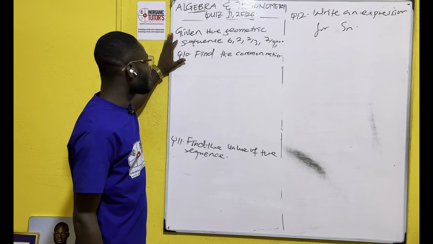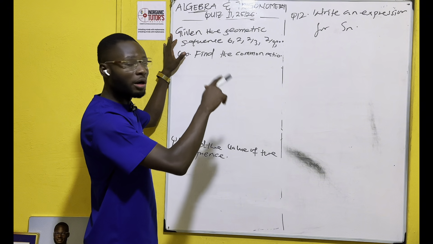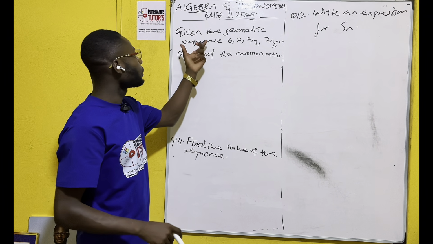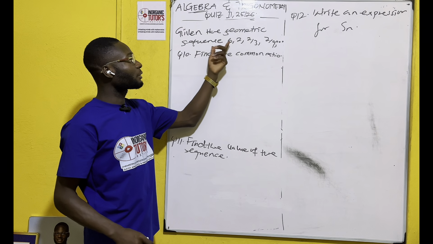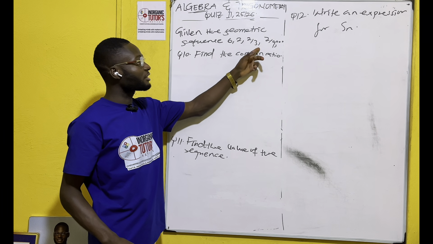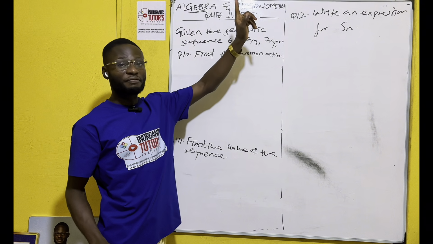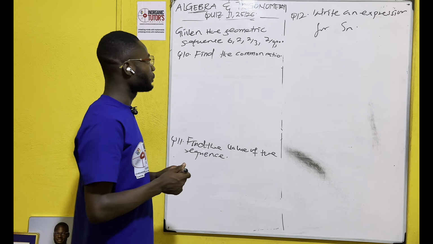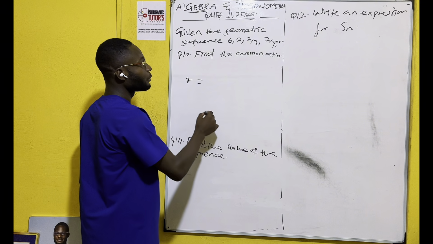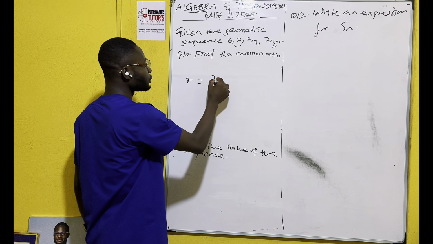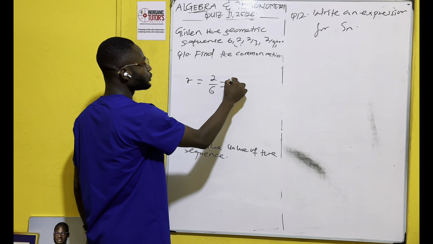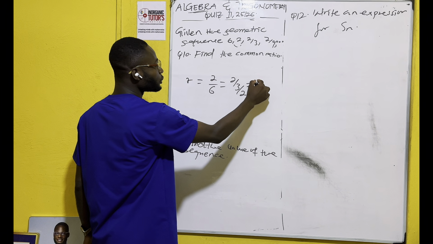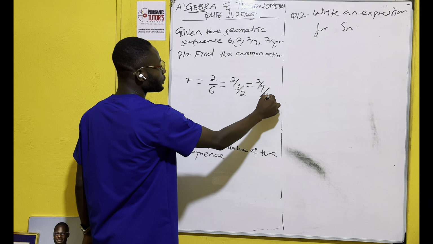Questions 10, 11, and 12 follow one preamble. We are given the geometric sequence 6, 2, 2/3, and 2/9, up to infinity. We want to find the common ratio R. To get the common ratio R, we pick 2 over 6, which should be equal to (2/3) divided by 2, and should be equal to (2/9) divided by (2/3).